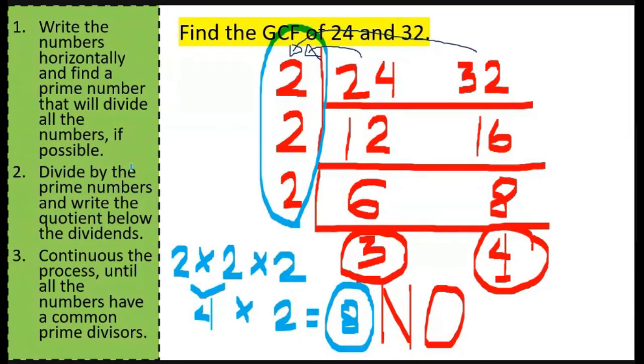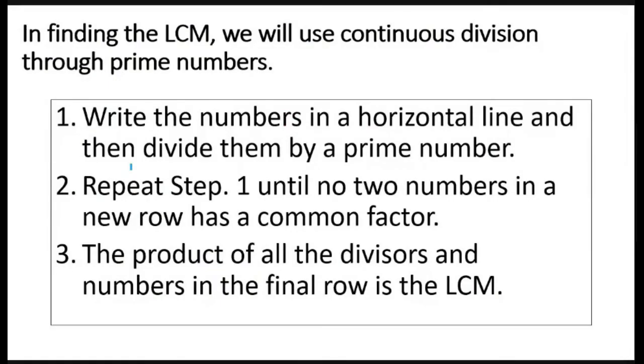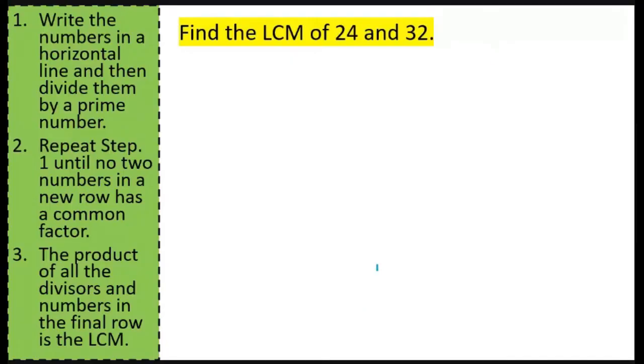Next, let's continue using finding LCM using continuous division. First is write the numbers in a horizontal line, the same procedure. Repeat step 1 until no two numbers in a row has a common factor. The product of all divisors and numbers in the final row is the LCM. Okay. Paano po iyan? It's the same procedure.